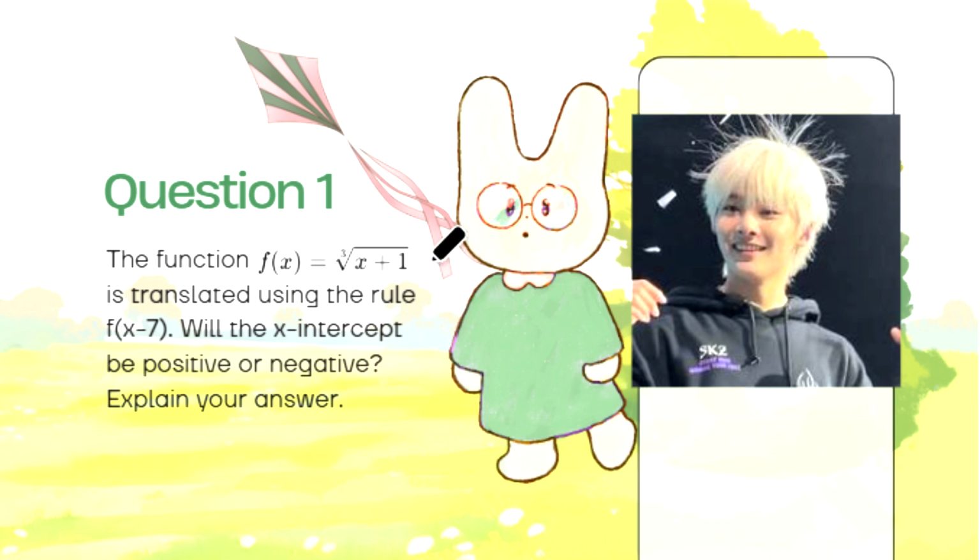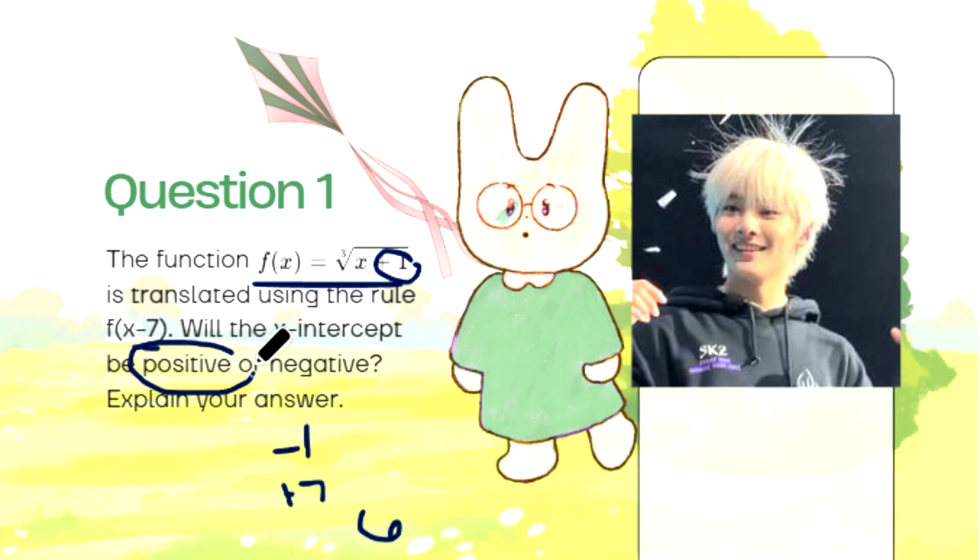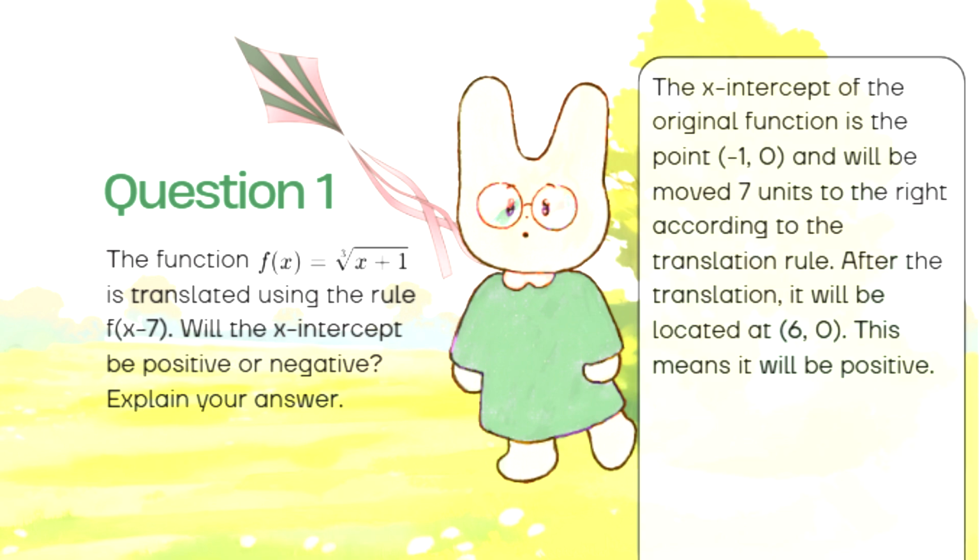Okay. This is our original formula. And the important thing is this plus 1, which means that the x-intercept, if it holds true, I doubt myself now, should be negative 1. And then it's f(x − 7), but everything gets flipped, so this should be plus 7. Negative 1 plus 7 is going to give us 6. So will the x-intercept be positive or negative? It should be positive. Let's go see if I'm correct. Yes, it will. I am so smart. I can't believe I got something right.